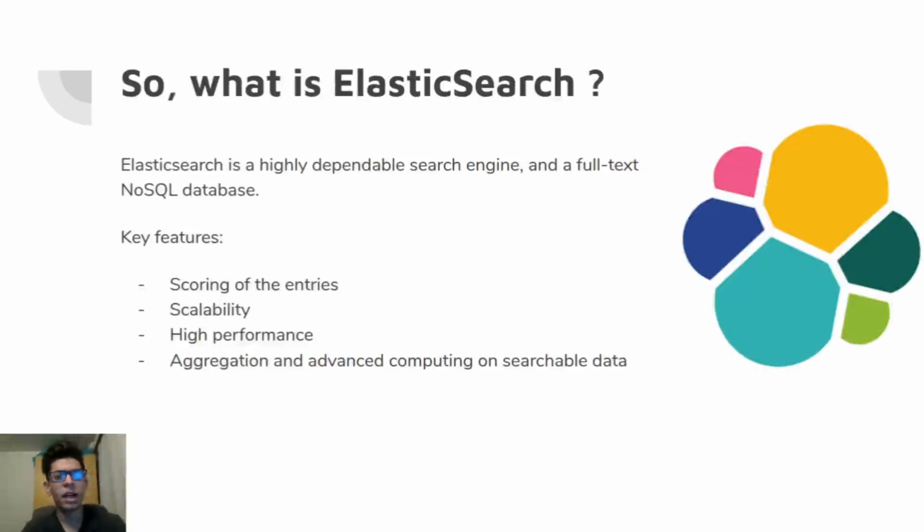So what is Elasticsearch? Elasticsearch is a highly dependable search engine and a full text NoSQL database. Some of the key features of Elasticsearch are the scoring of the entries. The entries have scores. It's highly scalable. It has very high performance, and you can perform aggregation and advanced computing on searchable data.